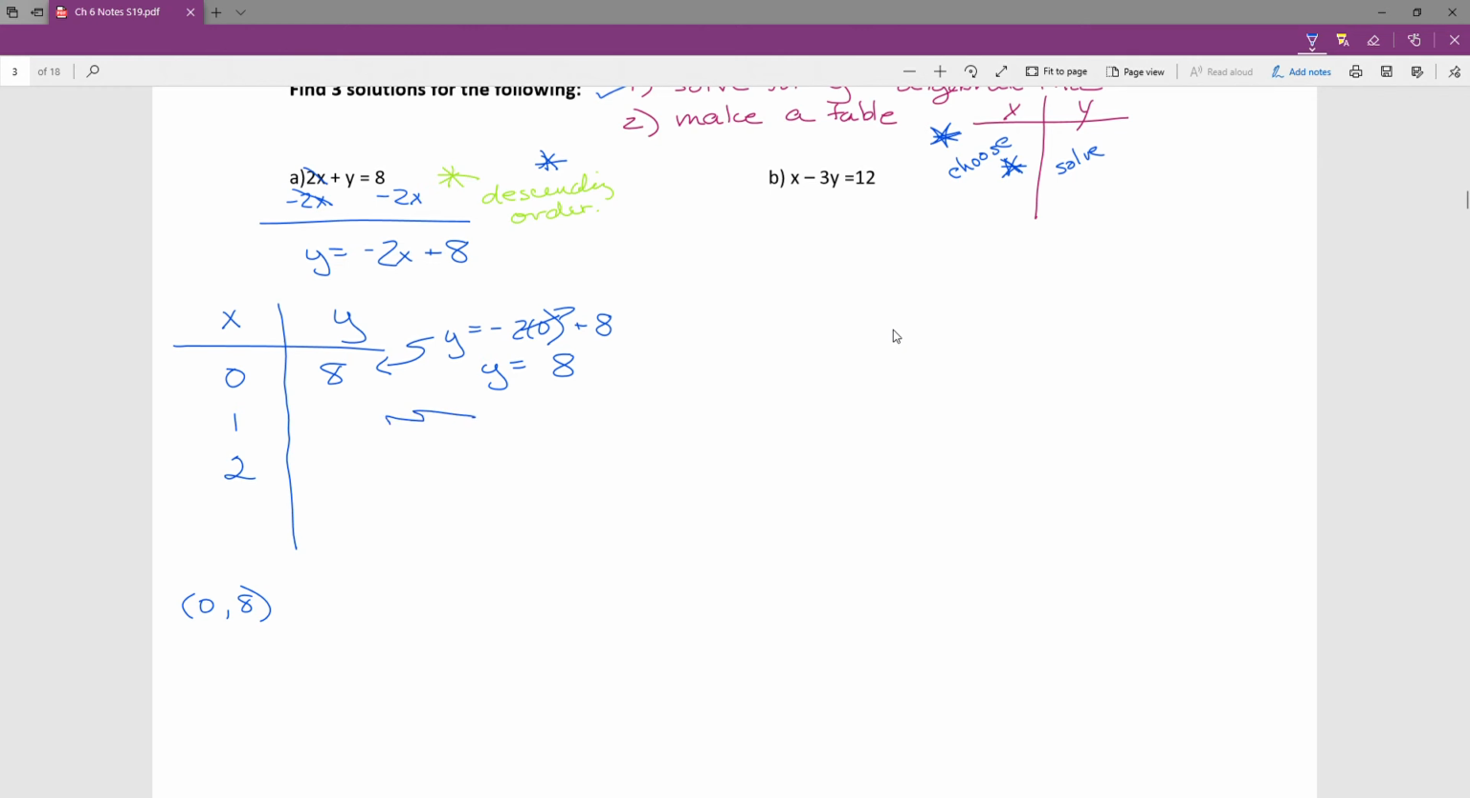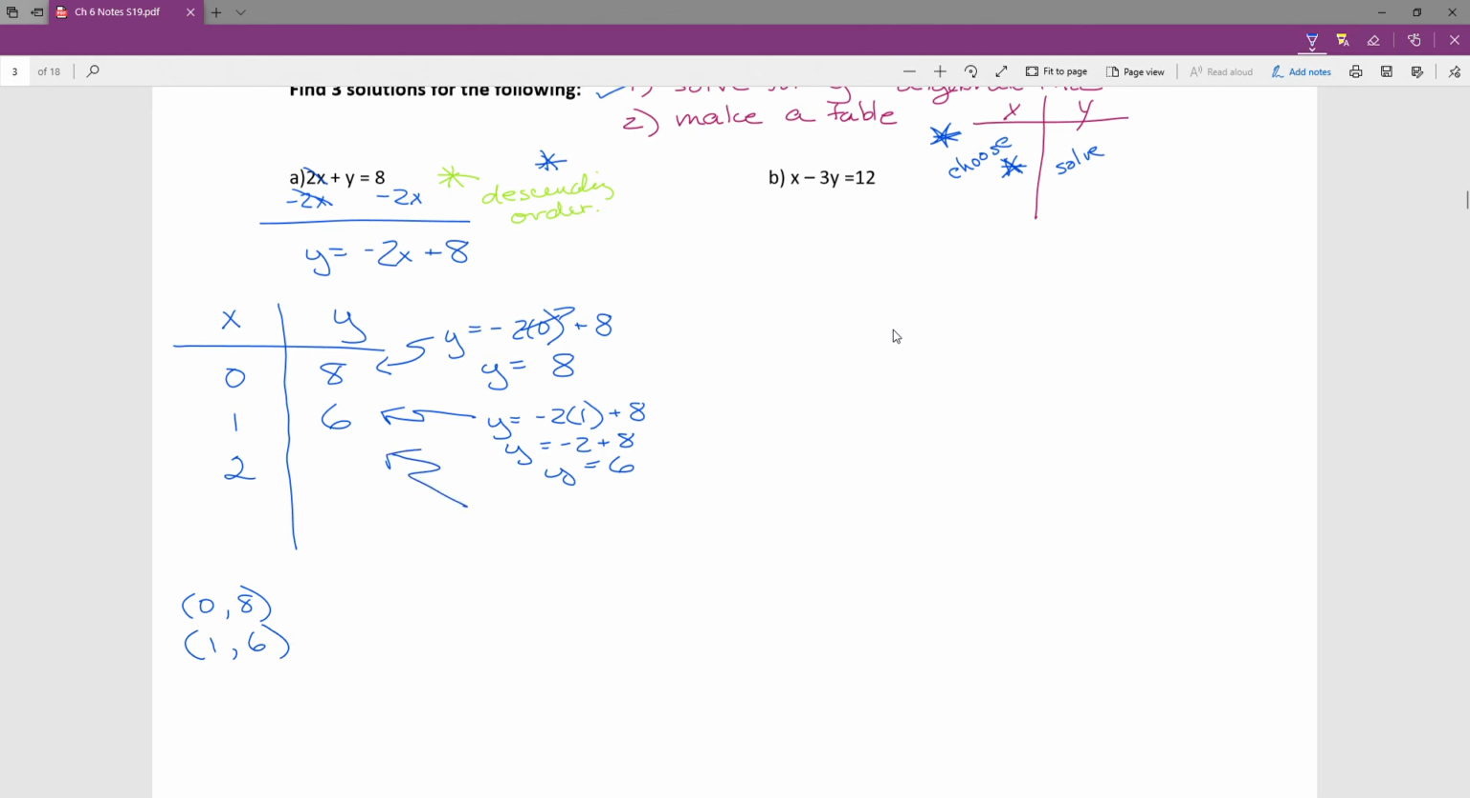Moving down the table, what I'm going to do next is take the equation and evaluate it for y when x equals 1, because that's what I've chosen to do. So I'm going to evaluate this and get that y equals negative 2 plus 8, or y equals 6. So I've completed my second ordered pair here, my second solution for this linear equation. So I could write it out as 1 and 6.